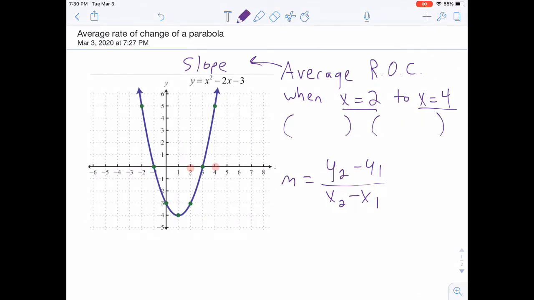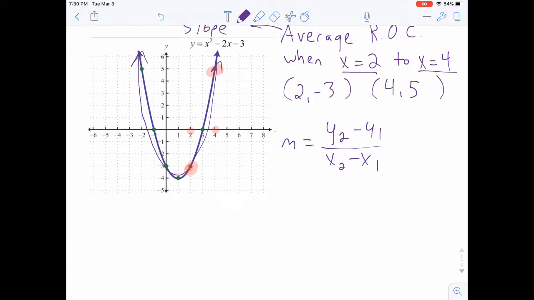So my parabola, if we see, is graphed right here. Where x is equal to 2 is that point right there, highlighted in red. That point is (2, -3). And then I'm going to look where x is equal to 4, which is right there, highlighted in red, and that point is (4, 5). So now that I have 2 points, I can plug them into the slope formula.